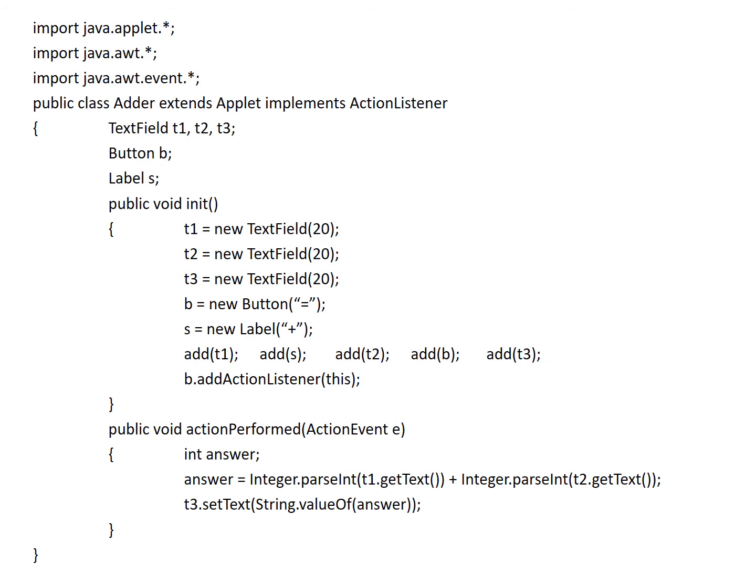Then the last statement in the actionPerformed method is t3.setText(String.valueOf(answer)). That is, now we are converting the value of answer into the string type and we set that value in the text field T3.